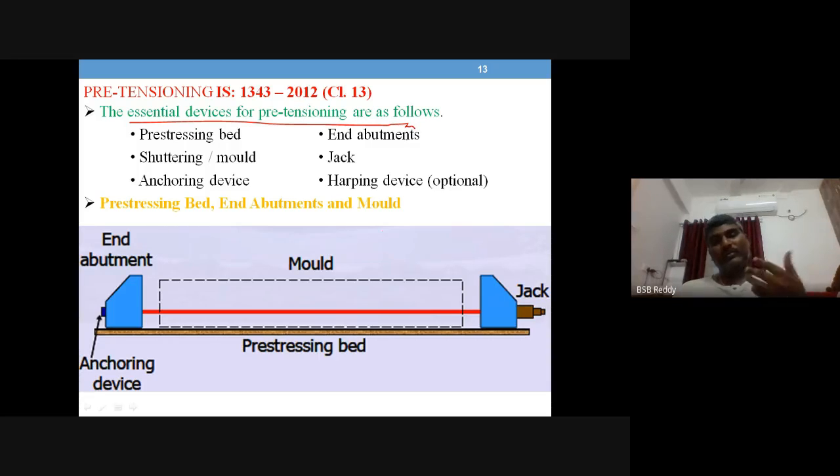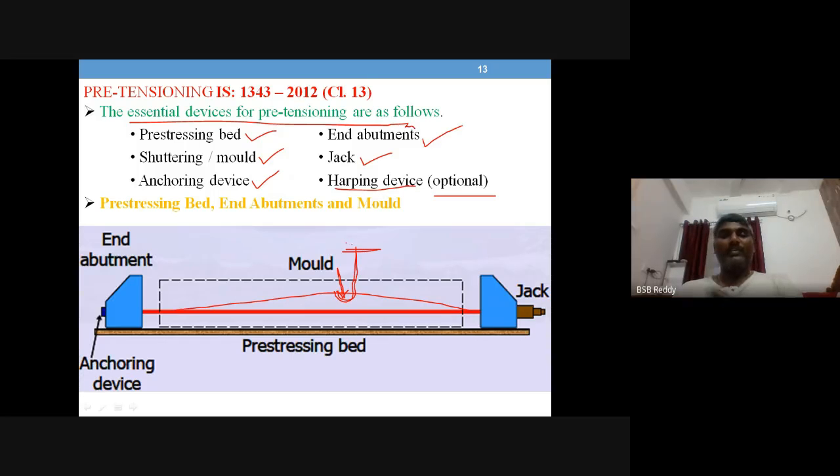Okay, so these are the essential devices for pre-tensioning. We have just talked about them, but listing them once again. A pre-stressing bed is required, end abutments are required, a mold to prepare the concrete, and a jack is required for tensioning the steel, and an anchoring device to hold the tendon at one end, and at the other end there is a jack to pull it up, and a harping device whenever you need to position the tendon. Say you need the tendon to be something like this. You need a device something like this to hold the tendon in this position. That is called a harping device. Something like a hook, to hold it.